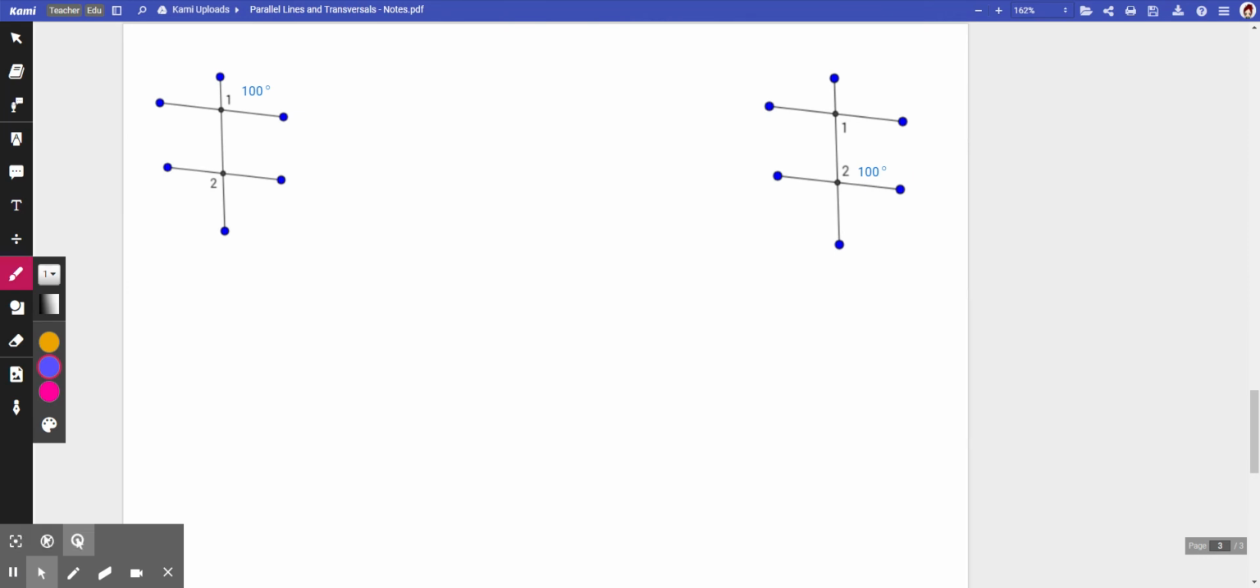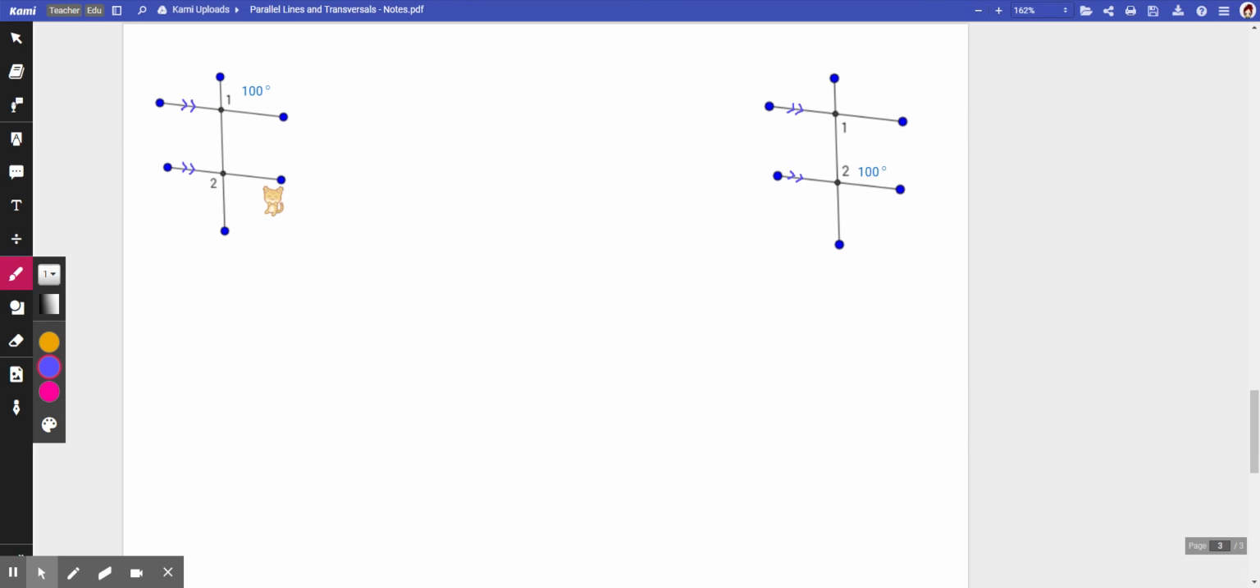Now, if I want to find the measure of angle 2, I know that angle 1 is 100 degrees. So I can eyeball it. If I know that the lines are parallel, because now they're given as being parallel, then I can say, okay, all of the obtuse angles are congruent to each other. So this, and this. So this is going to be 100 degrees.